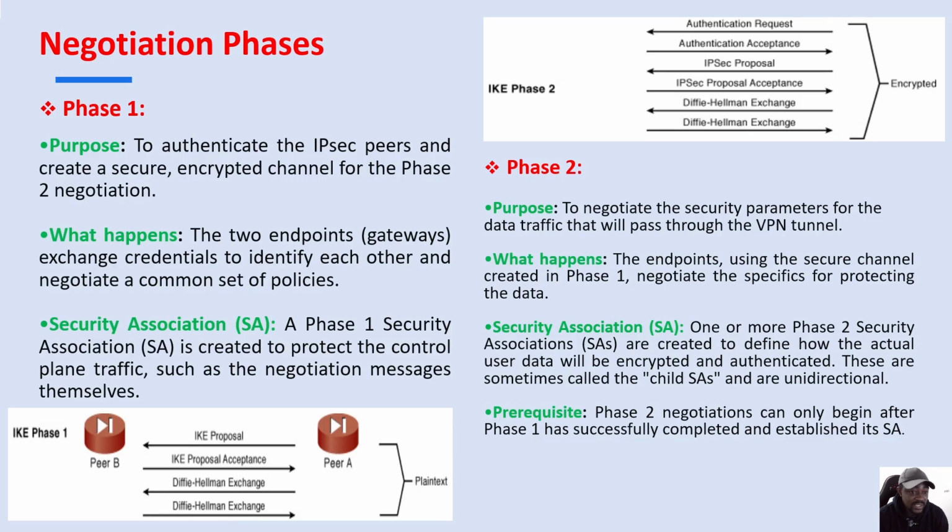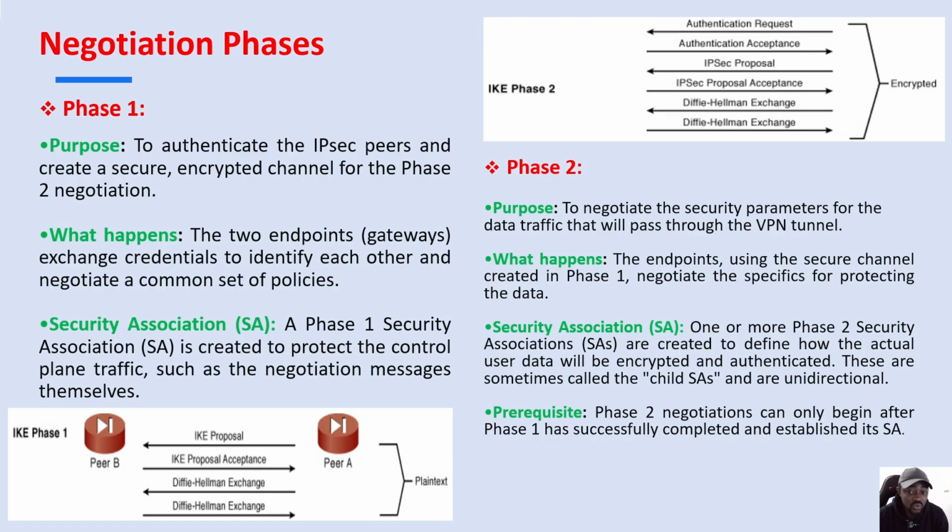Then when phase one is established, we will go on to phase two. The purpose of phase two is to negotiate the security parameters for the data traffic that will be going through the VPN tunnel. So in phase one, we exchange credentials to identify each other, and in phase two, they negotiate the security parameters for the data traffic over the VPN tunnel. In phase two, the endpoints, using the secure channel created in phase one, negotiate parameters for protecting and encrypting the data that will be going through.